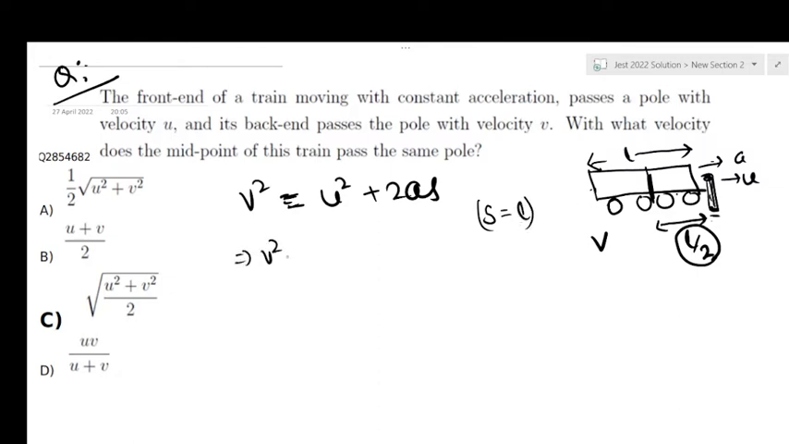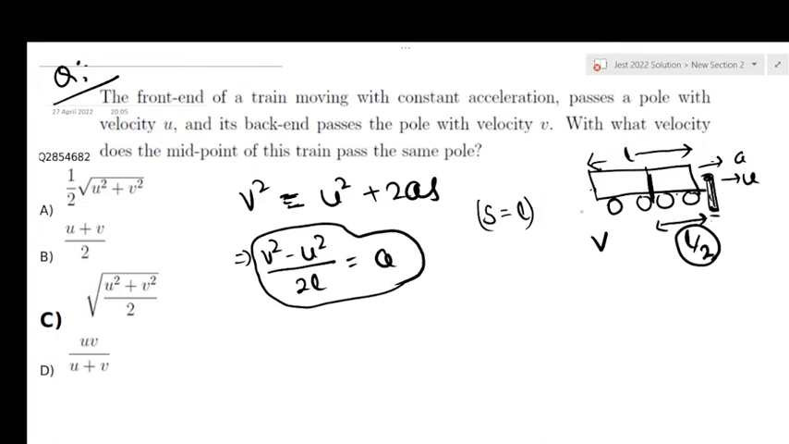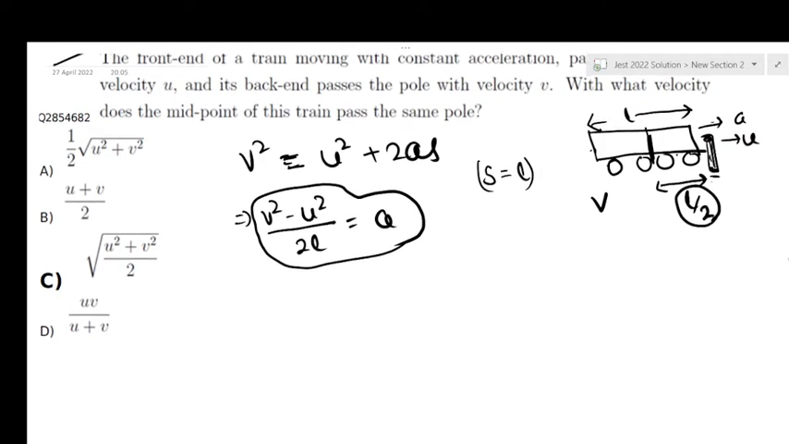So v square minus u square divided by 2L is equal to a. A is the constant acceleration that will remain the same for all points of the train. So when the midpoint of the train passes the pole, the velocity Vm square is equal to u square plus 2as. Here the displacement is equal to L by 2.